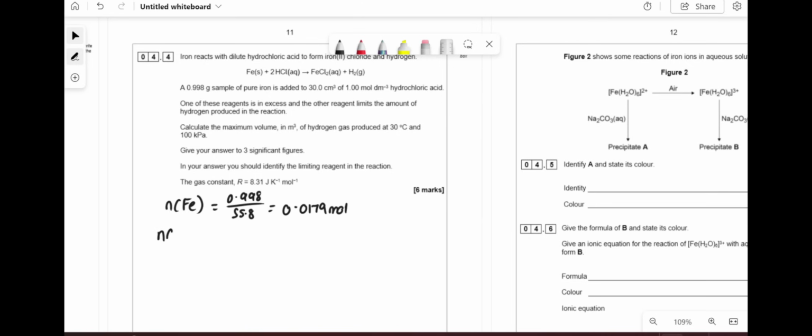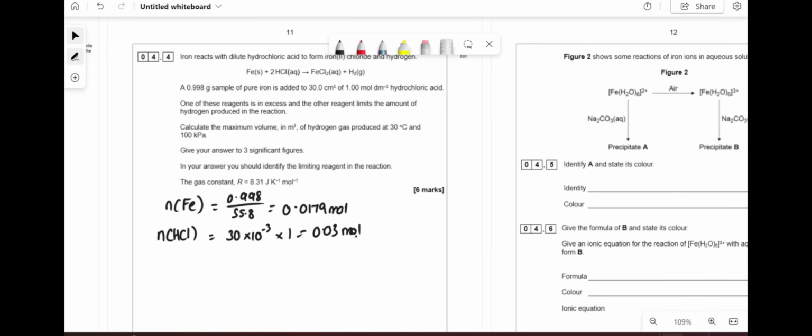Then we need to work out the moles of HCl. Now, in theory, the moles of HCl should just be 2 times this if we want to get a perfect reaction. So the moles of HCl, that's going to be 30 times 10 to the minus 3, because you want to divide by 1,000 to get it into decimeters cubed, times 1, which is 0.03 moles. So the moles of HCl that we would expect is 0.0179 times 2, which is 0.0358.